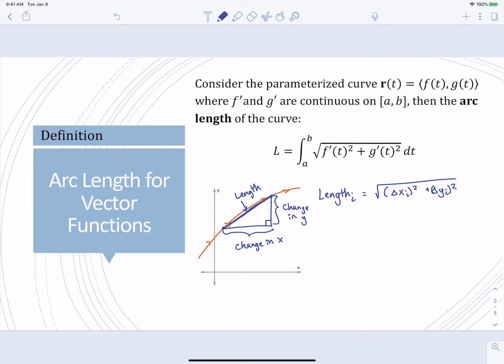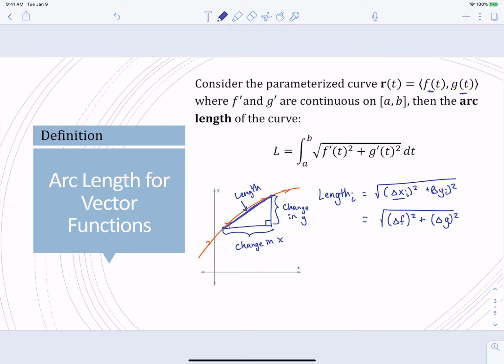Now, because this is parameterized, instead of looking at it as the change in x and the change in y, because x is in terms of this function f of t and y is in terms of our function g of t, we can replace that delta x with delta f squared, and this guy here with delta g squared. So again, we're changing from being in terms of x and y into being in terms of our functions with respect to t, our parameterized way of looking at x and y in terms of vectors.